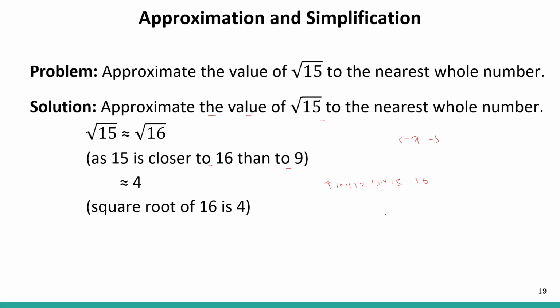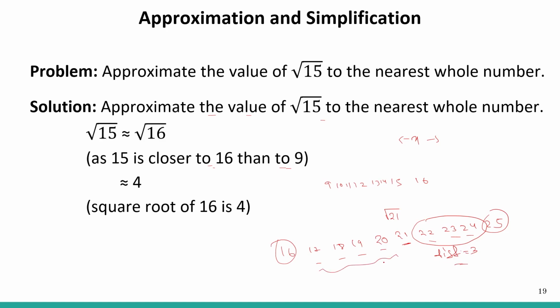Let's try the square root of 21. We write 21, 22, 23, 24, 25, which is a perfect square. Going the other way: 20, 19, 18, 17, then 16, also a perfect square. Let's see the difference: 1, 2, 3, 4 on one side, and 1, 2, 3 on the other. So the difference to 25 is only 3, but the difference to 16 is 4. So 16 is more distant from 21 than 25.